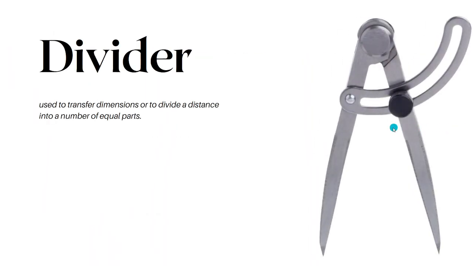Okay. Next is ang divider. So, ang divider is used to transfer dimensions or to divide a distance into a number of equal parts. Pero usually karon, dili na magamit og divider kung naatay bow compass or kung naatay compass kay mo-serve man sa purpose ang atong compass ana.